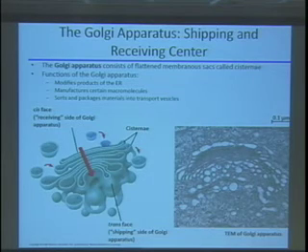sidedness to it. So the cis face, which is over here, is the receiving side of the Golgi. And this is where incoming vesicles will fuse with this membrane and allow the contents to enter the Golgi. And then the contents will then move through the Golgi in a directional way, in the direction of the arrow. And then what's called the trans face of the Golgi is the site where, again, vesicles are pinching off, and this is where molecules get incorporated into these vesicles, and they can then be pinched off and shipped to another part of the cell.